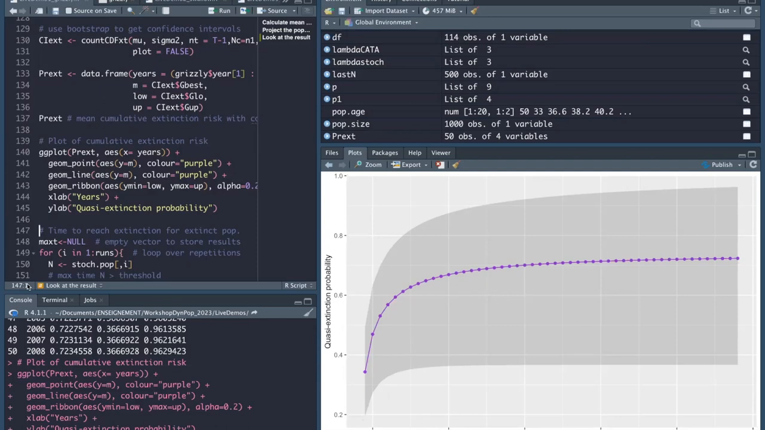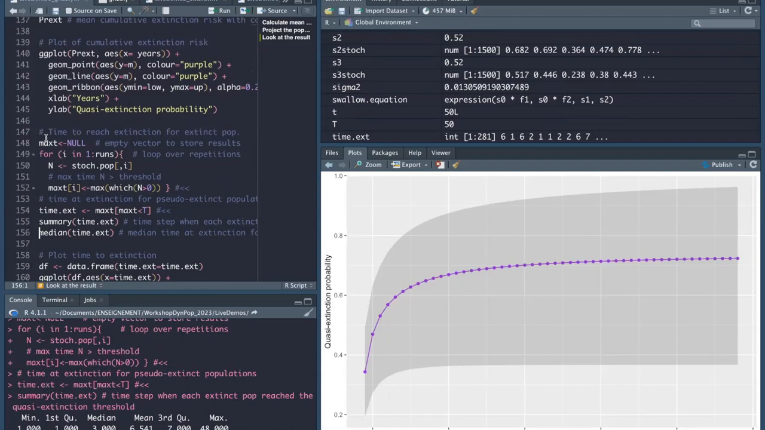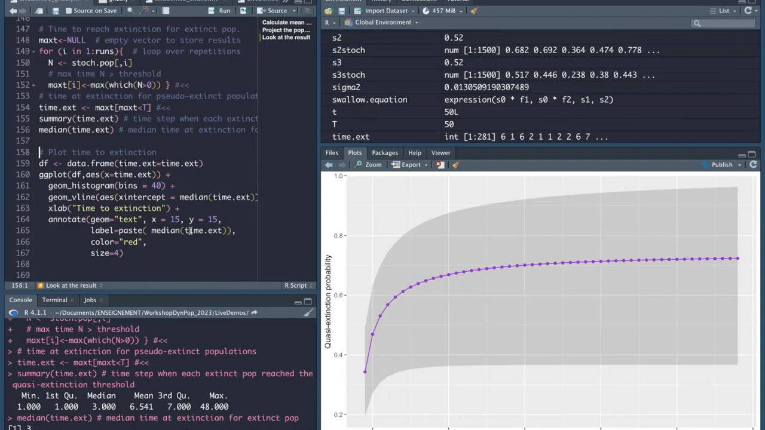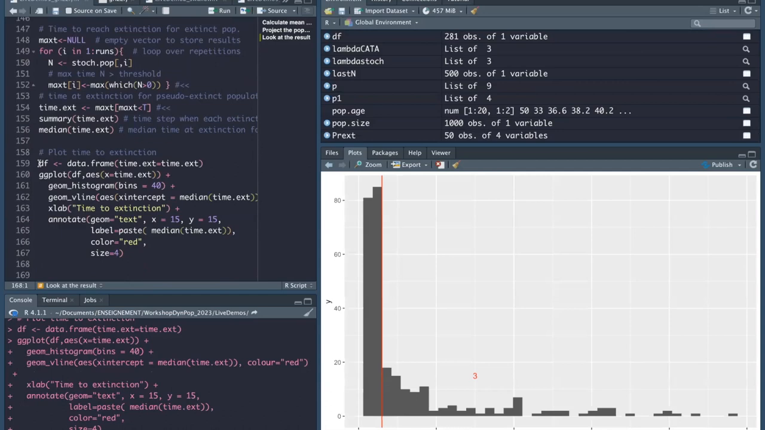Let's have a look at the time to extinction. 3 years, median time to extinction. So the population goes extinct very quickly. That's not surprising because we started from a very small population of about 40 bears, and we just said that the minimum viable population size was 40. So because we started very close to this threshold, many populations went extinct just very quickly after the simulation started. So we have a median time to extinction of 3 years.